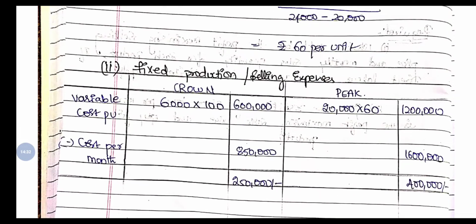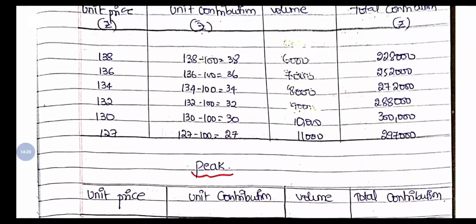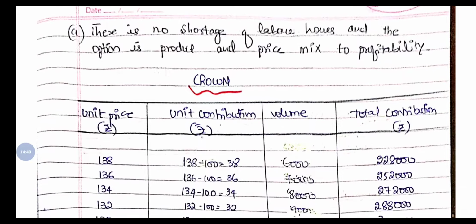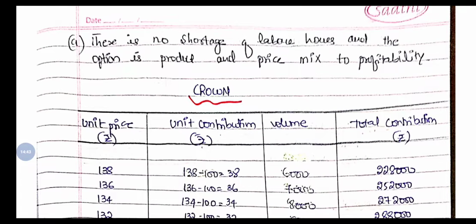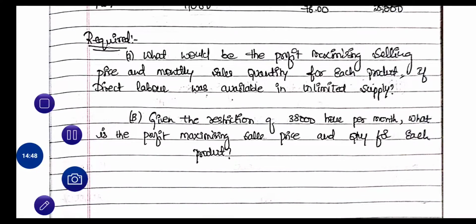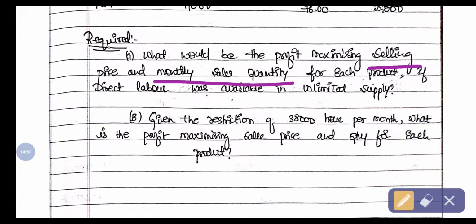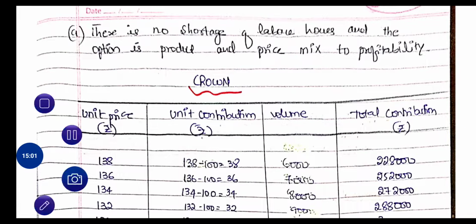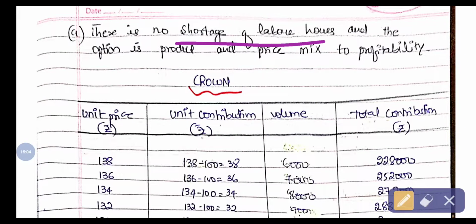So now we have variable cost and fixed cost. Next, going to the requirement. First, they require us to calculate the selling price and sales quantity when the labor supply is unlimited. Unlimited means there is no restriction, so there is no shortage of labor hours. We have unlimited labor hours, and the option is product and price mix.